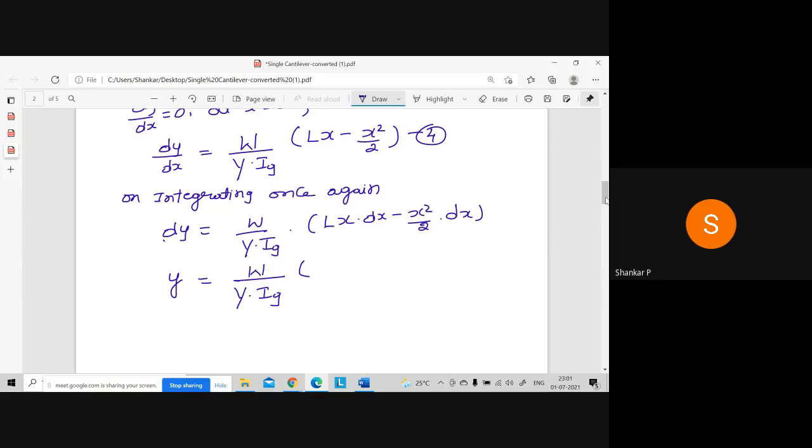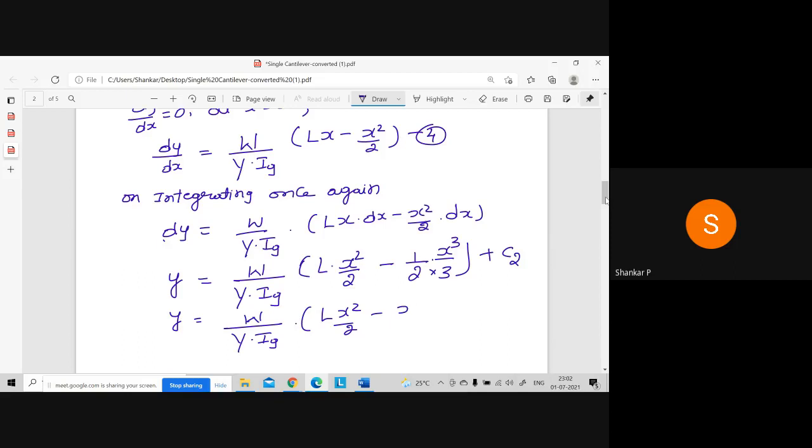And integration of x dx is nothing but x square by 2, whereas integration of x square is nothing but x cube by 3, plus integration constant c2. So this can be written as y, small y, is equal to w by capital Y into Ig, L x square by 2 minus x cube by 6 plus c2.